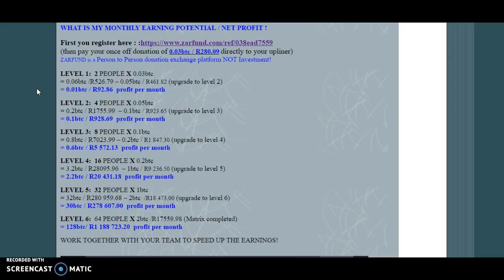Guys, there's no miracles here. ZarFund, it's a peer-to-peer. What that means is that money moves from one member to the other member. It's that simple, really. We don't need to complicate it. You join with 0.03 Bitcoins, which is more or less about 280 Rand, depending on where the Rand is versus the dollar. Okay, but it's 0.03 Bitcoins to join.